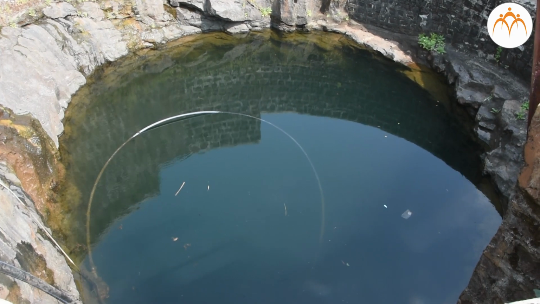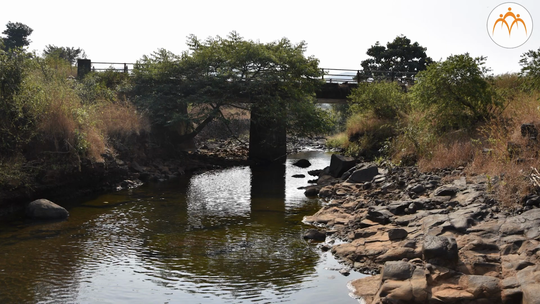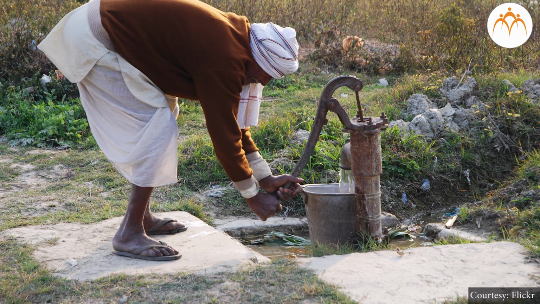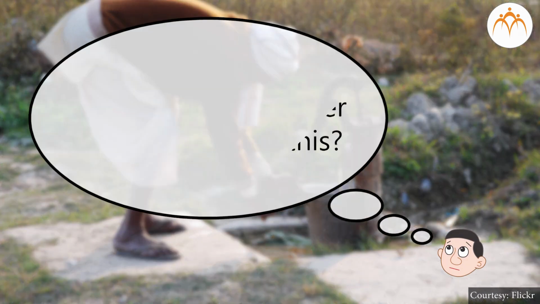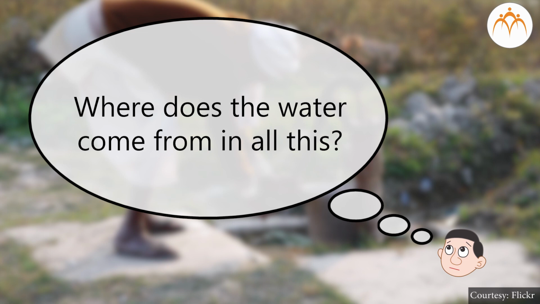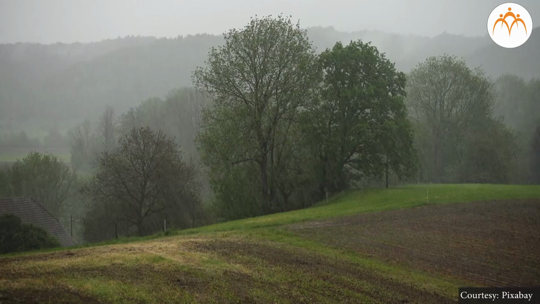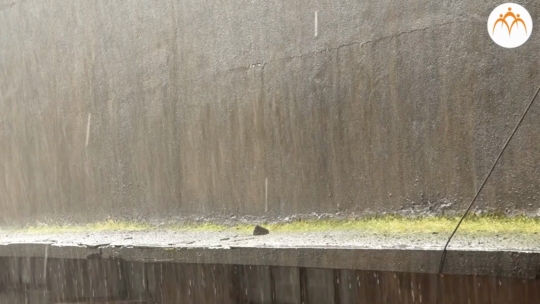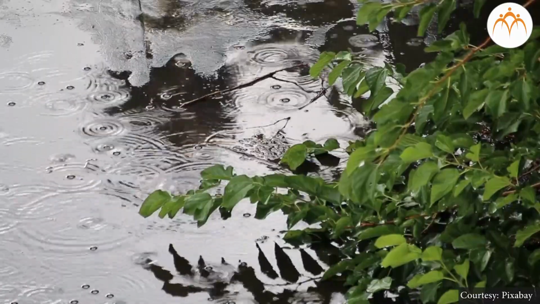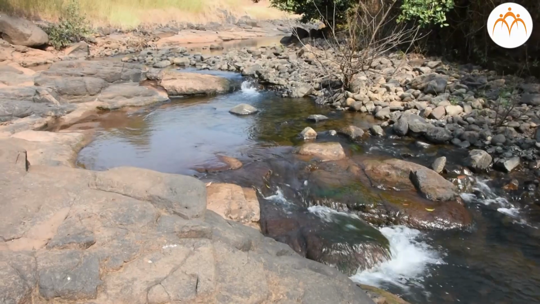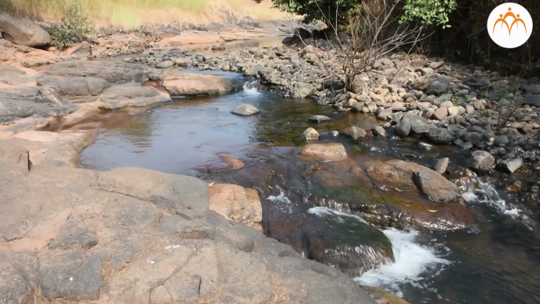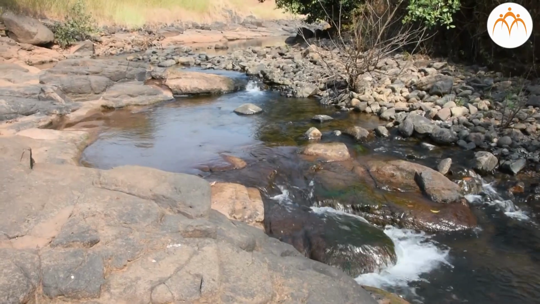You must have seen wells, dams, streams, lakes, rivers, underground water drawn by hand pumps. Where does the water come from in all this? Right, from the rain. We get all the necessary water from the rains. Rainwater falls on the ground. The water on the surface flows, forming the water sources like streams, rivers and canals.